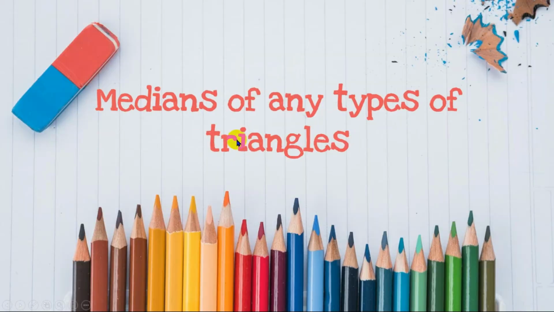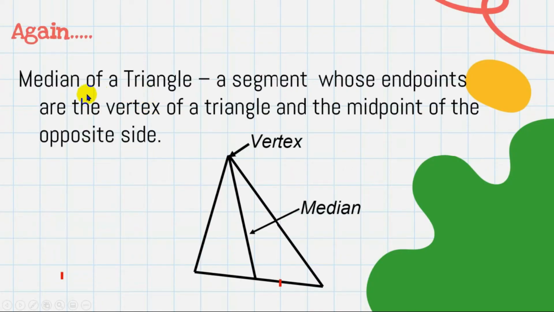Now, let us have the medians of any types of triangle. So, silipin natin ano ba ang itsura ng mga medians ng iba't ibang type ng triangle. Okay? Again, tandaan po natin, median of a triangle is a segment whose endpoints are the vertex of a triangle and the midpoint of the opposite side. Ang vertex po ay yung mga points na bumubuo dun sa ating triangle. And the midpoint po is yung ating hinanap na measurement. Again, paano mahanap ang midpoint? Sukatin mo na yung side and then i-divide by 2 yung measurement ng side. Doon natin mahanap yung midpoint.